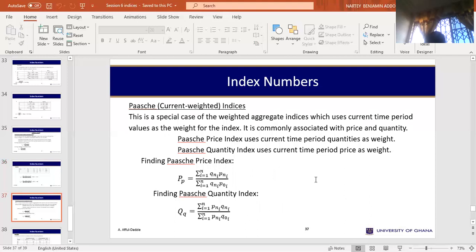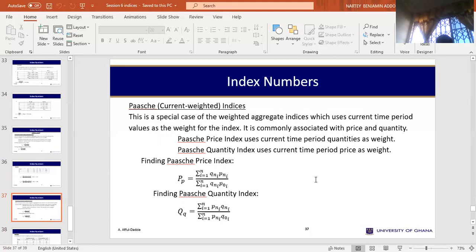And then the Paasche index. This is a special case of the weighted aggregate indices, which uses current time period values as the weight for the index. Now, it is commonly associated with price and quantity. So the Paasche price index uses current time period quantities as weight, and then the quantity index uses current time period prices as weight. So in this case too, we also have the quantity and the price indexes.